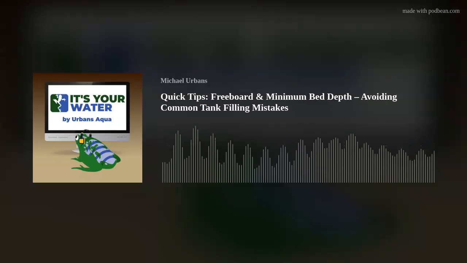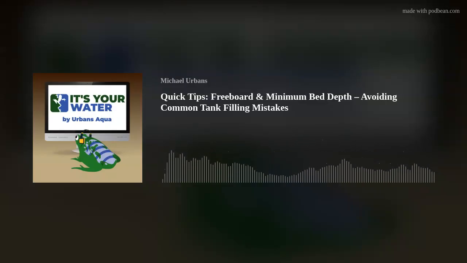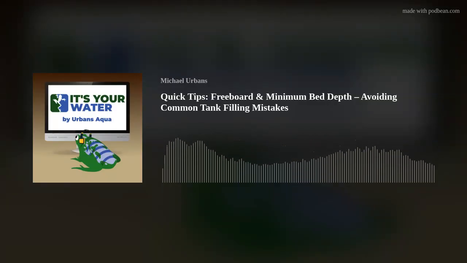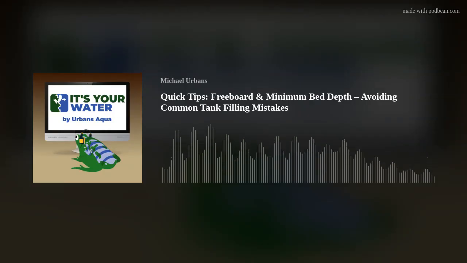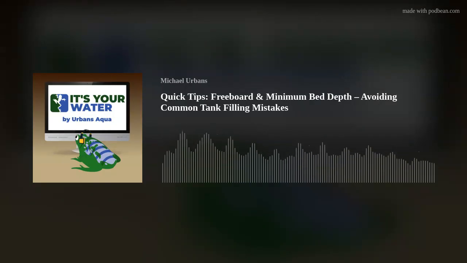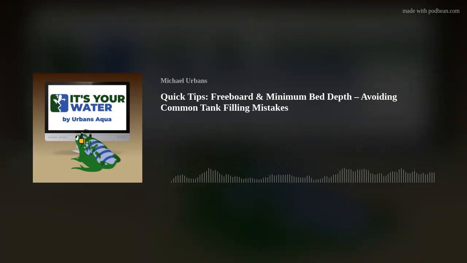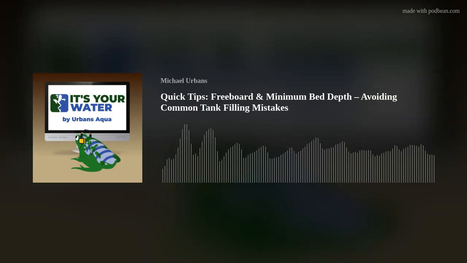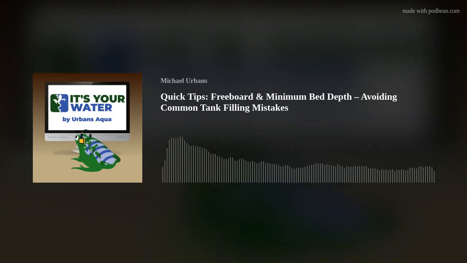Welcome to the Quick Tip series again, where we give you helpful tips on water treatment. Today's topic is freeboard and bed depth. They're two common things I get asked about. Freebird? Not Freebird, freeboard. The reason is you guys are filling tanks all the time, and how much do I fill it to? I get that a lot, and they say, how much gravel do I use?